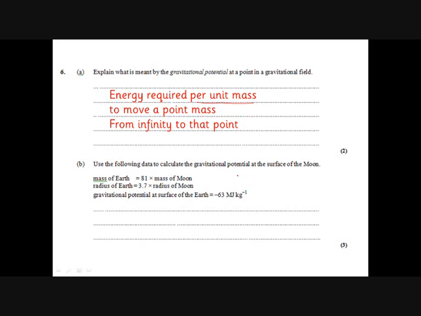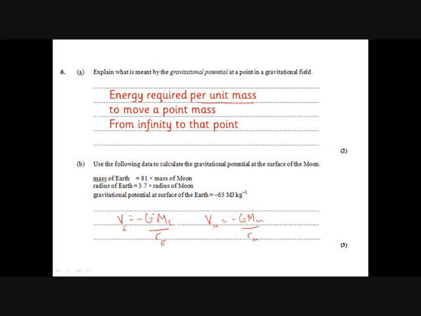Use the following data to calculate the gravitational potential at the surface of the moon. So we know what it is at the Earth. So for the Earth, V equals minus G ME over RE. No squared here. Remember we're on potential now, not forces. So this is all for the Earth. For the moon, obviously it's going to be the same: minus G M moon over R moon.